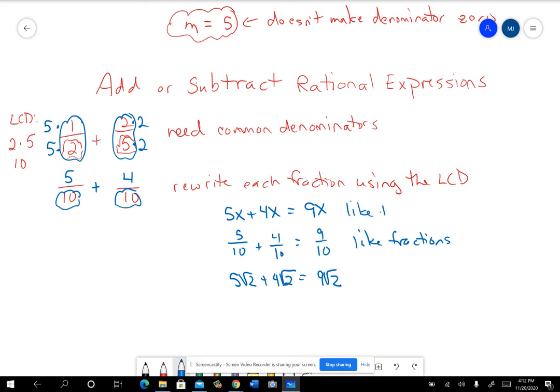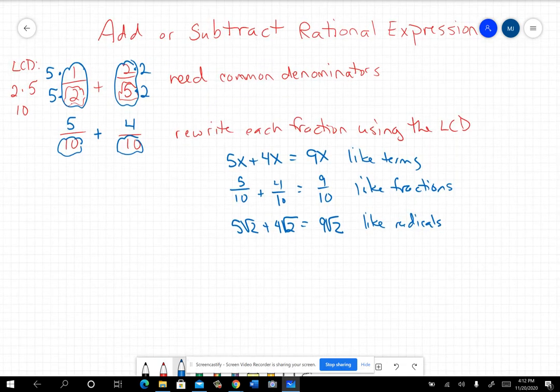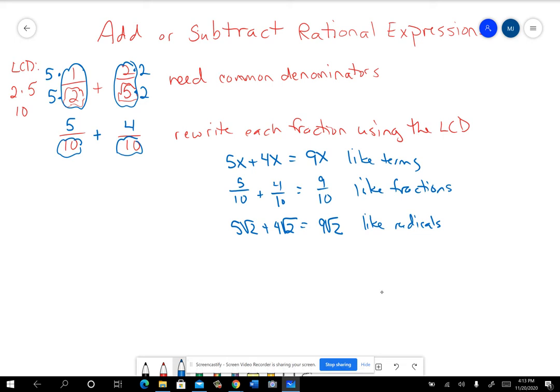Like you used to have like terms, and later, we need to have like radicals to be able to add them, okay? All right, so now that we have the same denominator, we're able to count up how many tenths we have. We have 5 plus 4, that would be 9 tenths. And then at this point, you would simplify if you could, okay? So that problem was not on the sheet, but let's look at one with some variables in the denominator.